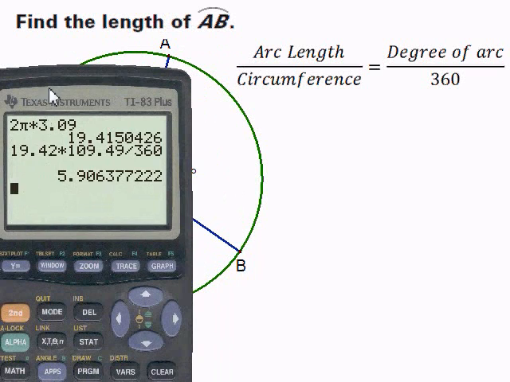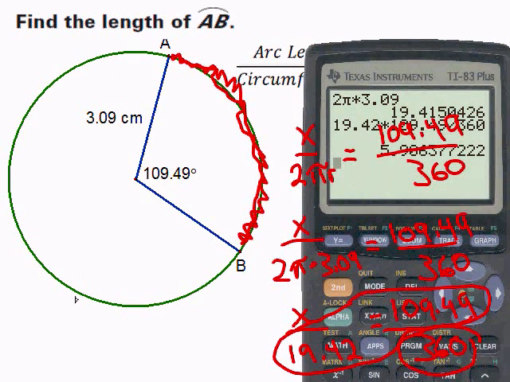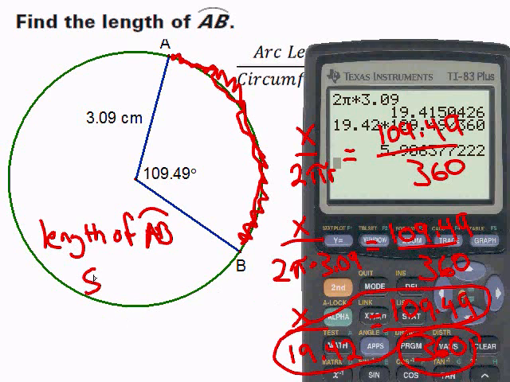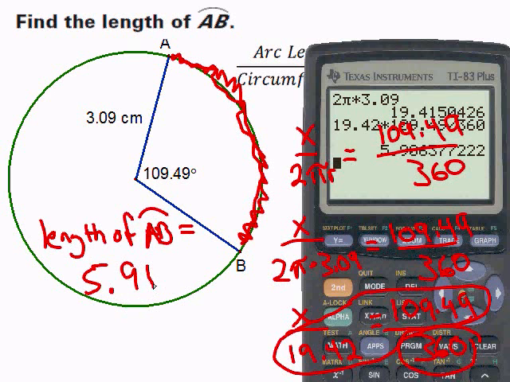And the way we list our answer is we list it in the same way that we were shown earlier. We go, the length of AB is 5.91 centimeters.